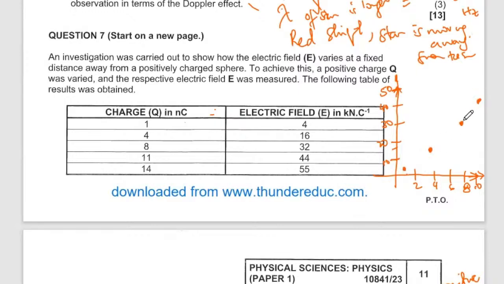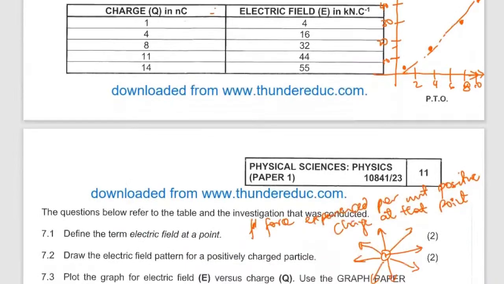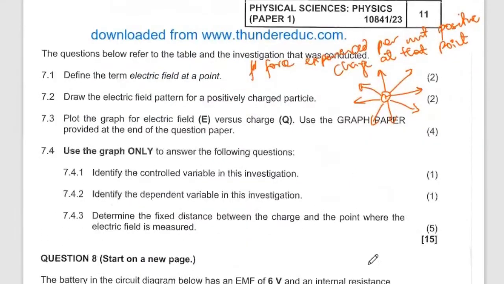normal straight line. Which means you need to draw a line of best fit, a line where all the points are close to that line. Okay, all the points may not pass through the line, but all the points must be close to the line. So that is the graph that will be needed for you to get performance. And then you need to use the graph only to answer the question.